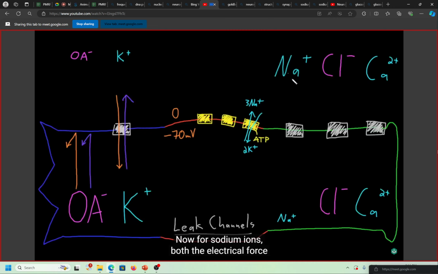Now, for sodium ions, both the electrical force and the diffusion force are strongly trying to drive sodium into the neuron, because it's a cation, so it's attracted to the negative inside of the neuron membrane, and its concentration is much higher outside the neuron than inside the neuron. If we had a membrane that was only permeable to sodium, these cations would flow into the neuron until so many positive charges entered the neuron that it actually wouldn't be negative inside anymore.